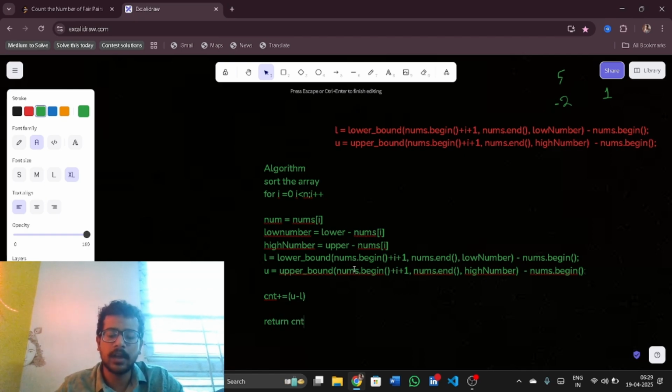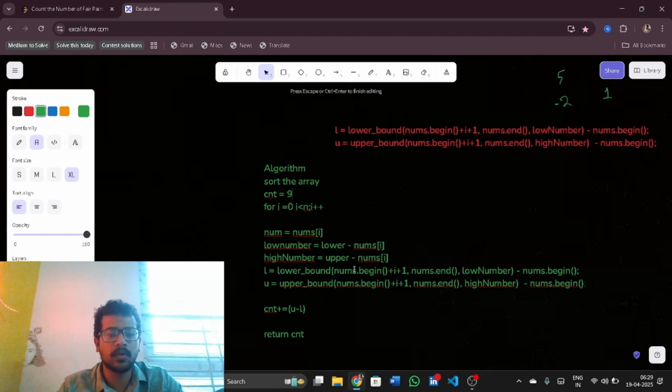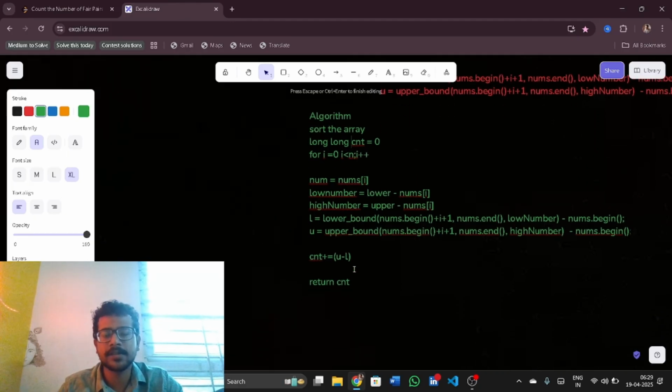Return count. Then don't forget to initialize count equal to 0 if you are a C++ or Python user. So long long count equal to 0, as the count can be large. Right, this is the code.